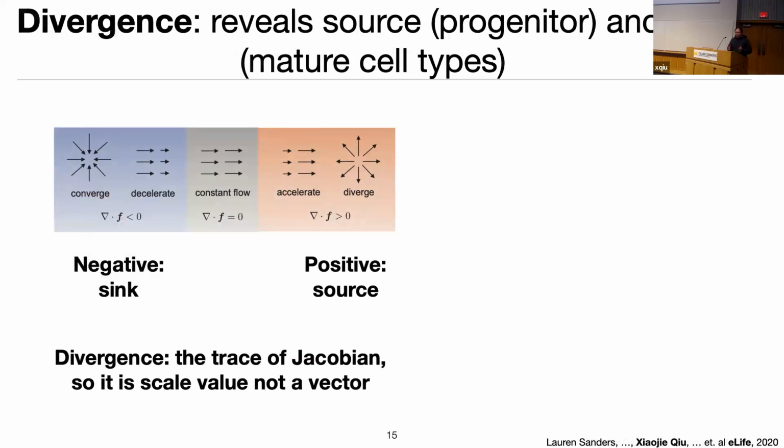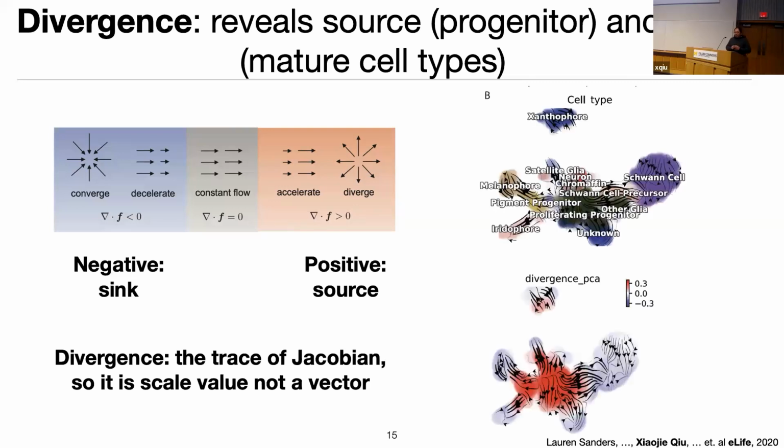So for divergence, if it's negative, we indicate the local flow is converging. So this indicates a sink, or biologically this is a terminal cell type, right? Because the cell will differentiate into just a terminal cell state. And if it's positive, it indicates the local flow is divergent. It means this cell is going out, so it means we will become other cell types. So this corresponds to a progenitor cell.